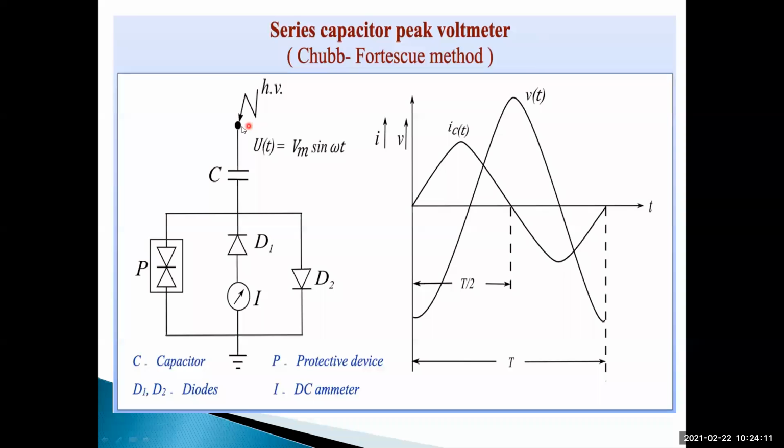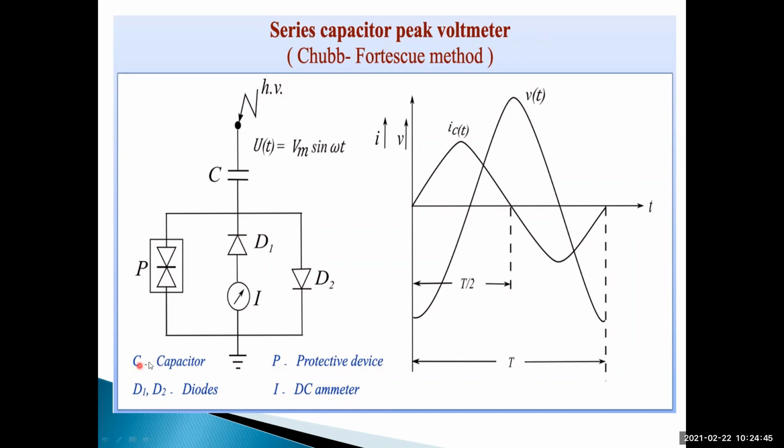One side, the high voltage terminal, is connected to the high voltage capacitor, which handles very high voltages. One terminal of the high voltage transmission line is connected here, and the other side is ground. The diode D1 and a DC ammeter are connected in series, and this is in parallel with the diode D2. Diode D1 conducts during the negative half cycle, and diode D2 conducts only during the positive half cycle.